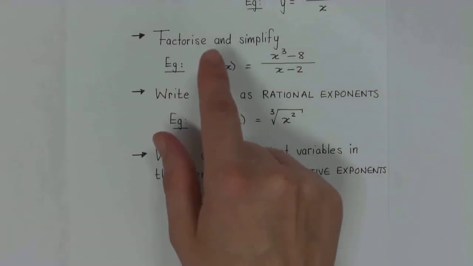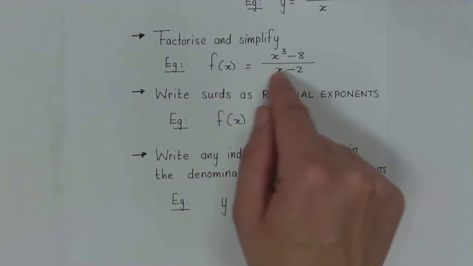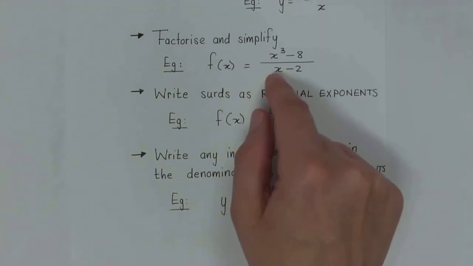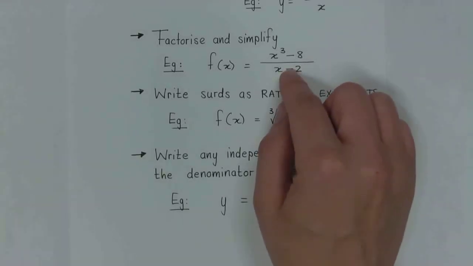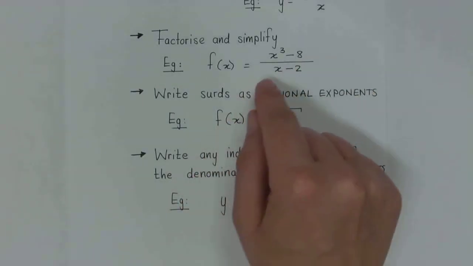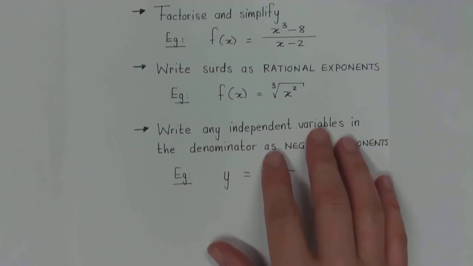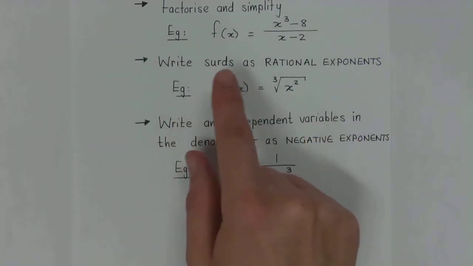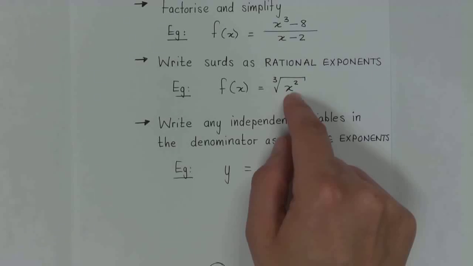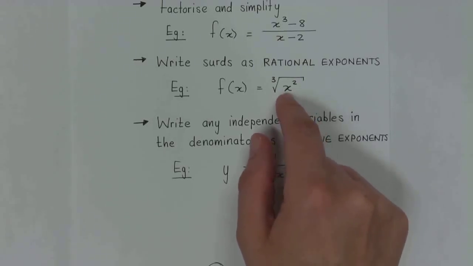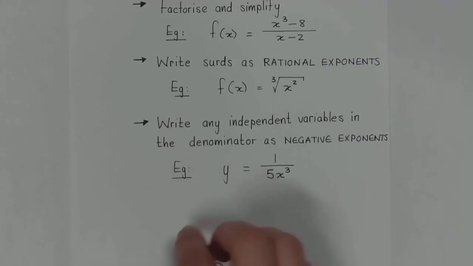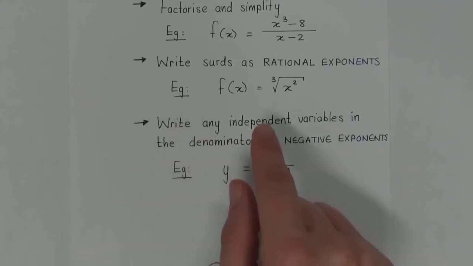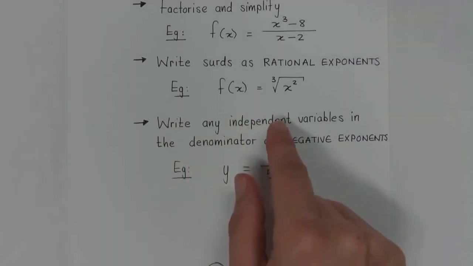Sometimes, in order to simplify the fraction, you need to first factorize the fraction. So this one will be the difference of cubes, and then that will divide into the bottom, and then you can simplify and find the derivative. Next, write any surds as rational exponents. So this one you're going to write as x to the power of 2 over 3 before you can find the derivative. And then very important as well, write any independent variables in the denominator.